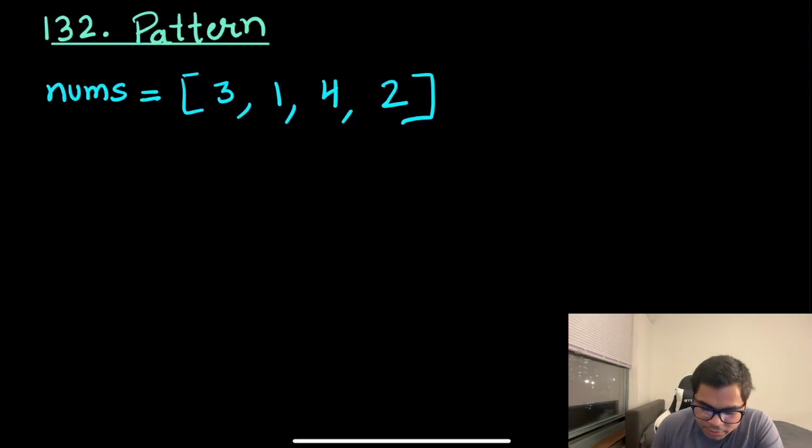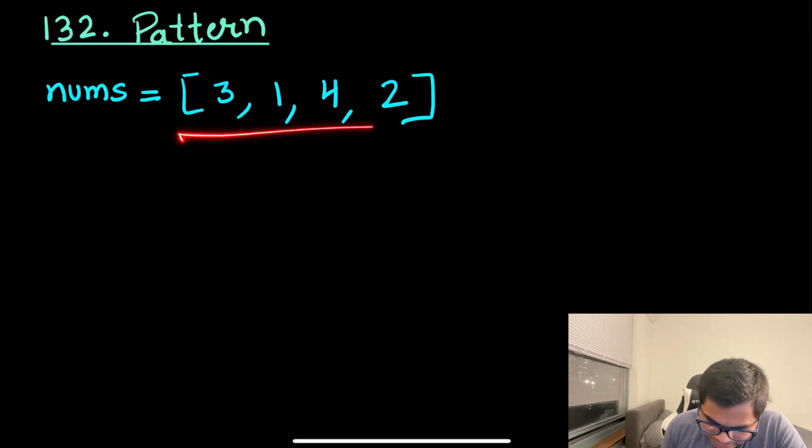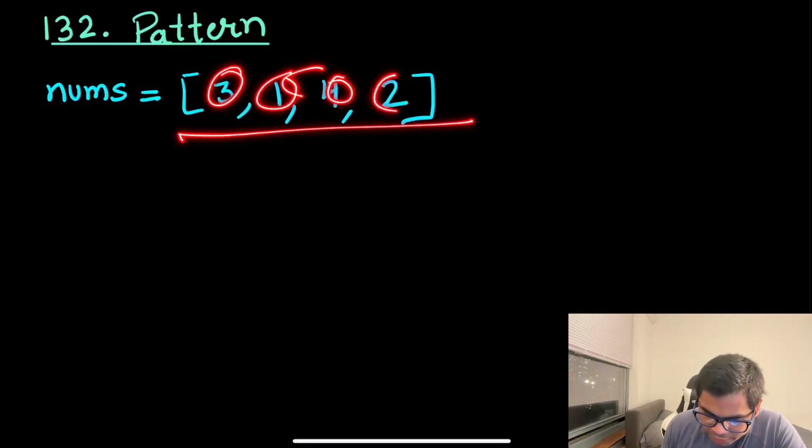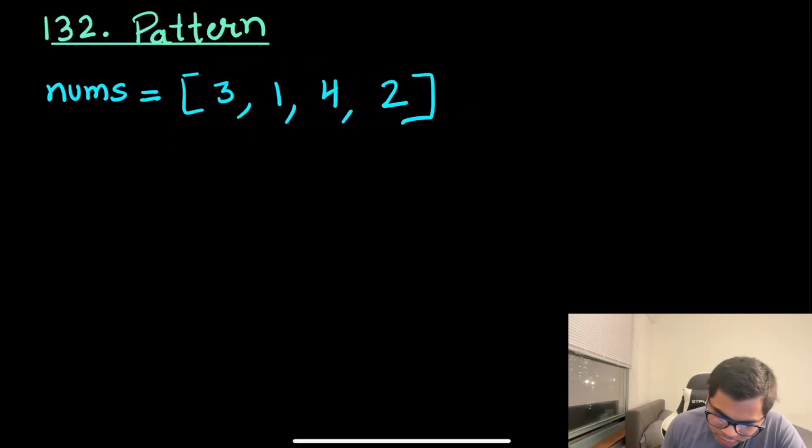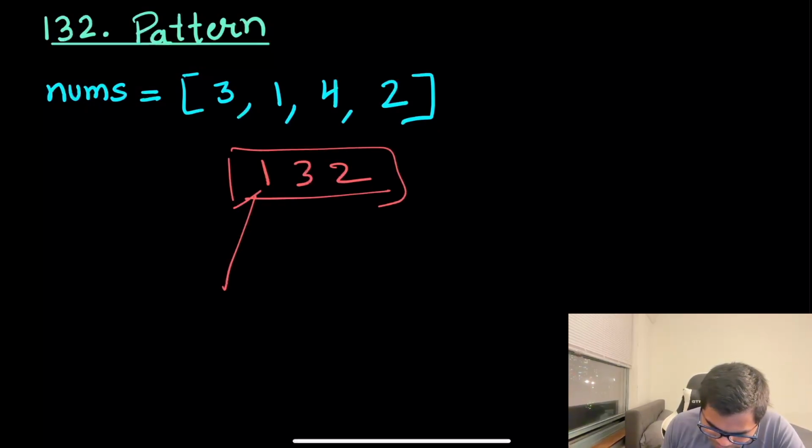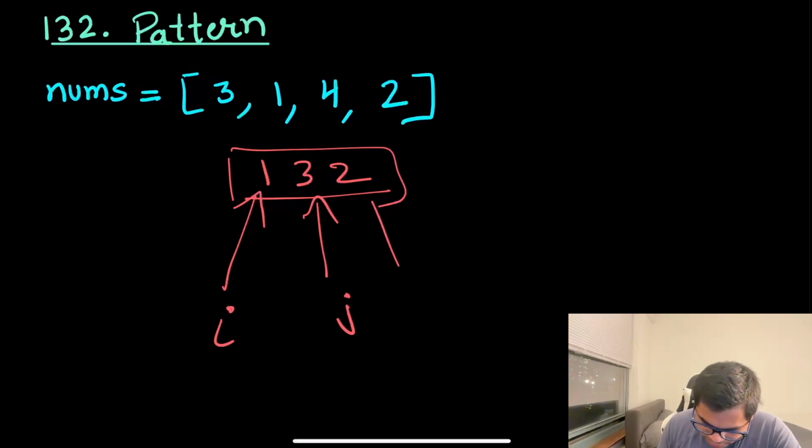So basically, the problem is asking us to look for a 132 pattern. So this is our array. These are different numbers here, and we need to look for a 132 pattern. This is what we are looking for, 132. This represents the ith number, this represents the jth number, and this represents the kth number.